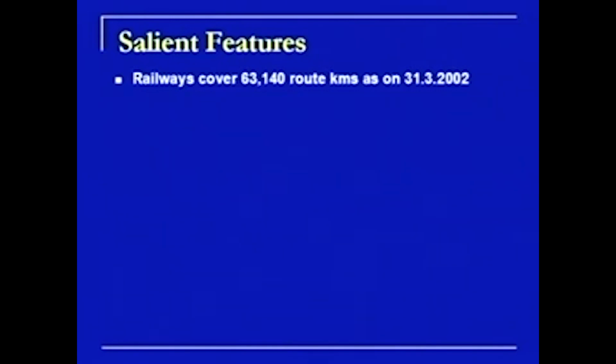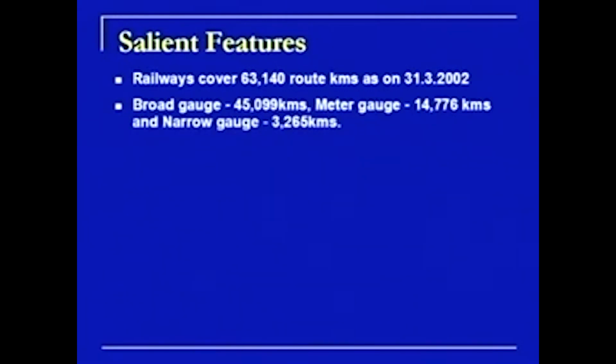As of today, there has not been much difference from what is shown here, which corresponds to the 2002 data. The railway covers around 63,140 route kilometers. Out of these, the broad gauge, meter gauge and narrow gauge used in Indian Railways have different route kilometers, and they have been shown here.